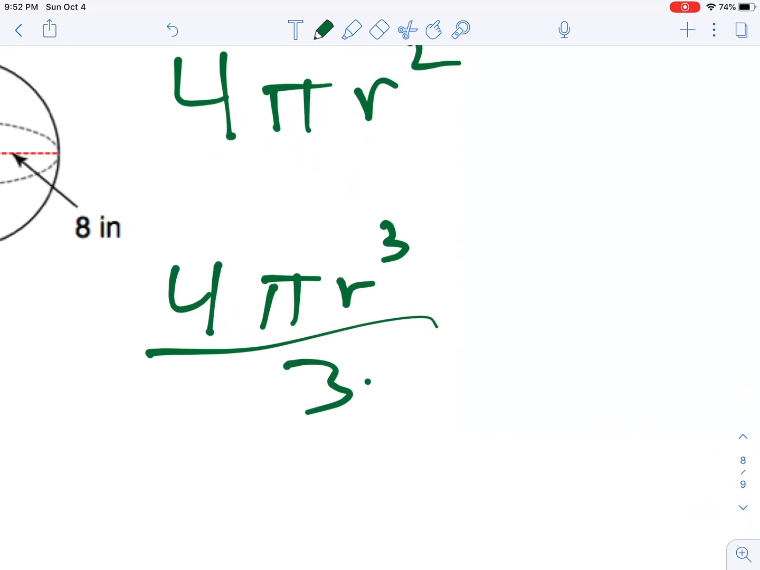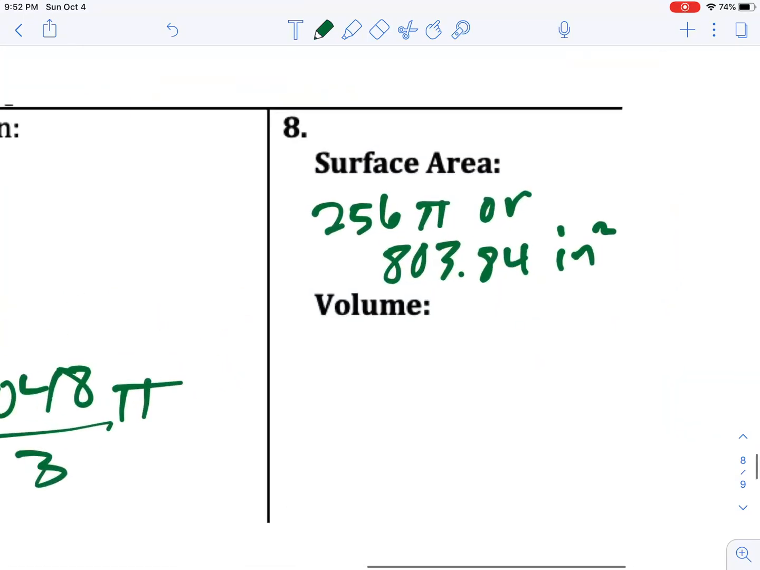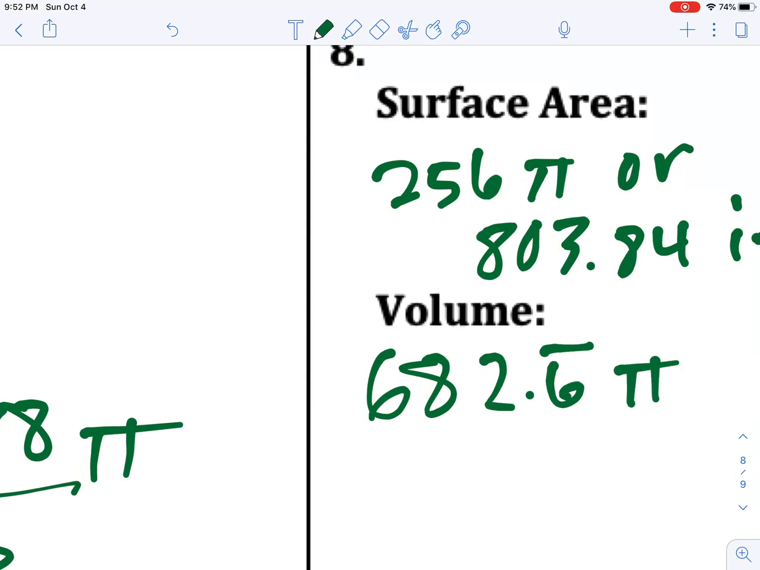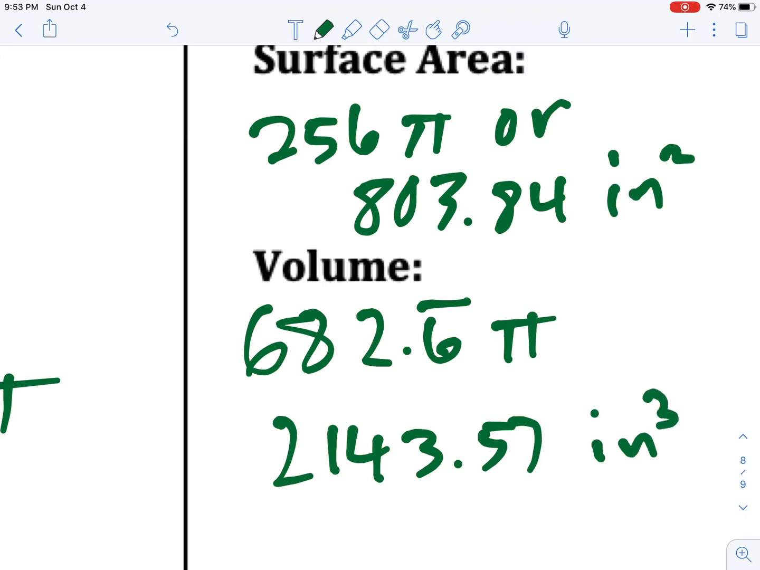8 cubed is 512 times 4, 2048 divided by 3 times pi. 2048 divided by 3 is 682.6 repeating pi. Multiply that by 3.14. You get approximately 2,143.57 cubic inches.